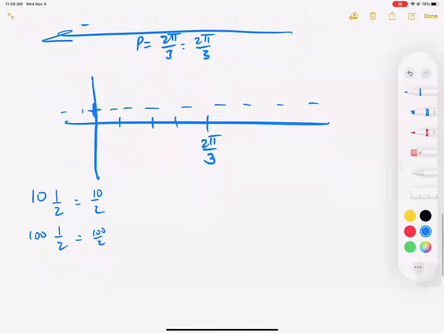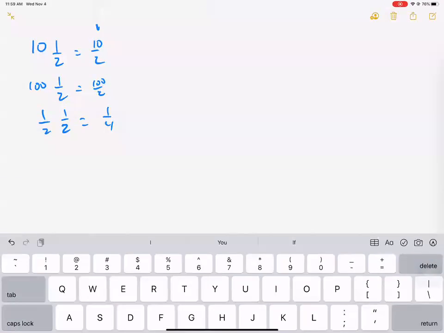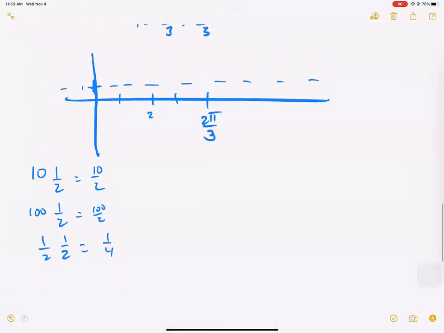What is half of a half? Just multiply the bottom by 2. And a quarter is half of a half. So what's half of 2 pi over 3? Half of it is 2 pi, multiply the bottom by 2, is 2 pi over 6. That reduces to pi over 3. That is half of 2 pi over 3.